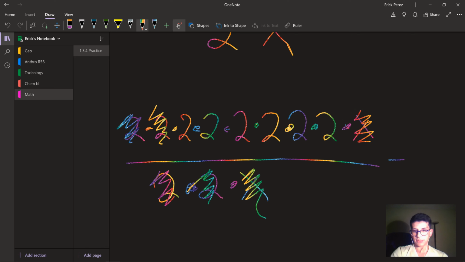Which means how many 2's are left? 1, 2, 3, 4, 5, 6. So population B is actually 2 to the 6 times greater.